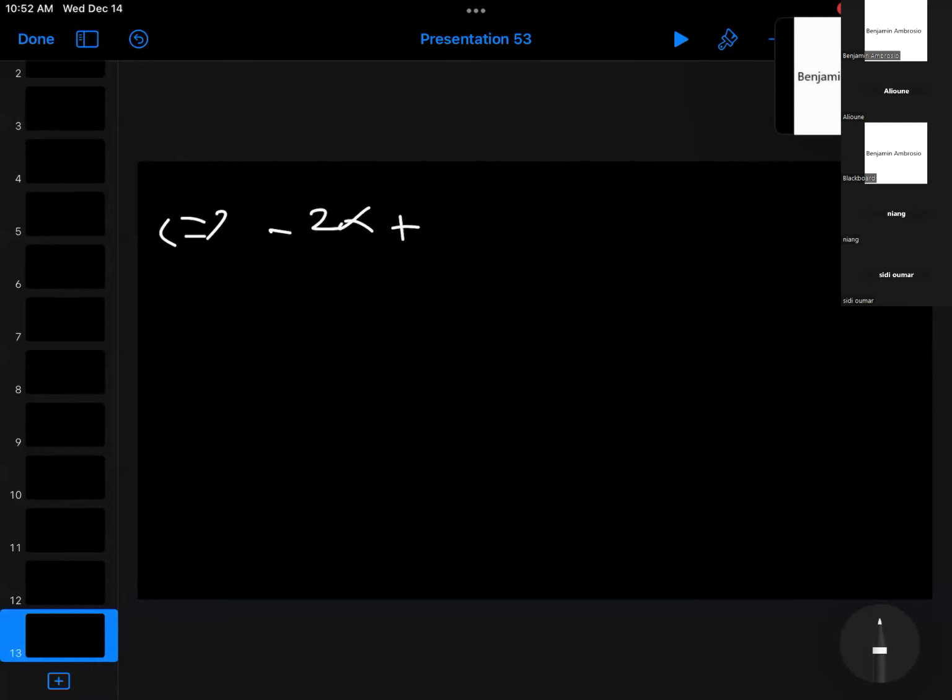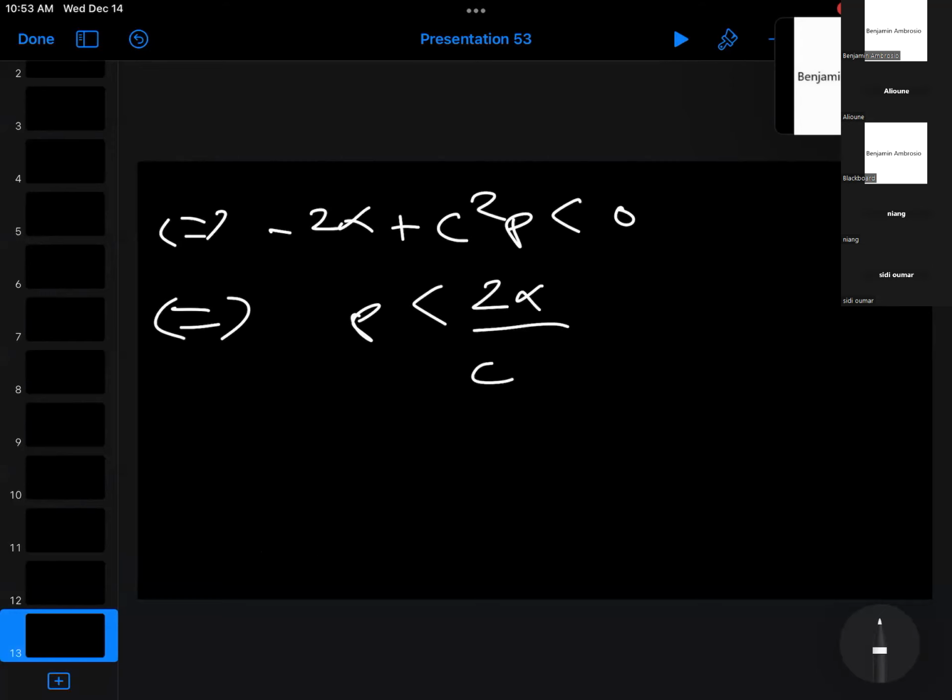So minus 2 alpha plus c square rho less than 0, which is equivalent to rho less than 2 alpha divided by c square. So I can just choose that. Then I have my fixed point of S. And so the fixed point of S proves the existence of such a U, and this proves the Stampacchia theorem.